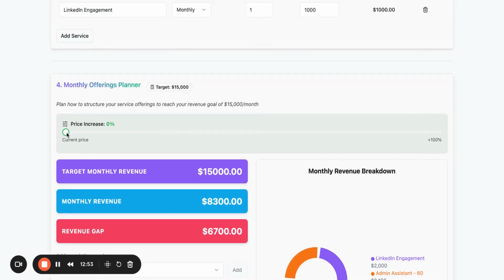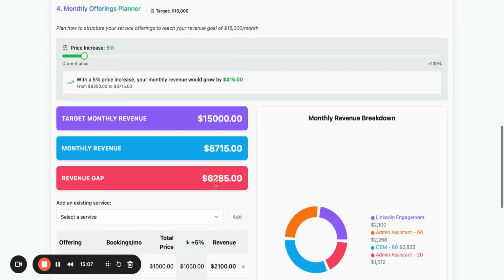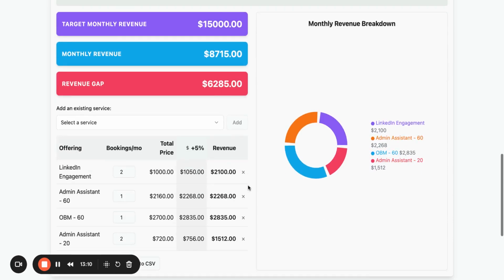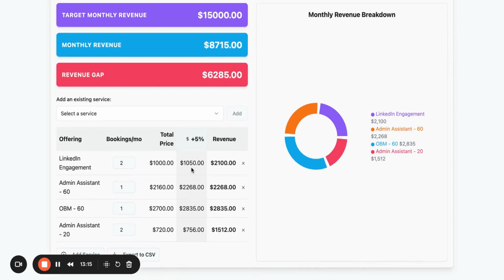So let's test that. Let's look at a low, very easy 5% increase. Right here, it's going to tell us that we're going to grow our monthly revenue by $415 just by a 5% increase. That feels pretty cool. However, we're obviously still not bridging that gap. But what this is going to show you down here is that a 5% increase is a blink of an eye, right? This is raising it $50 here, $36 here. That is negligible in the grand scheme of things.